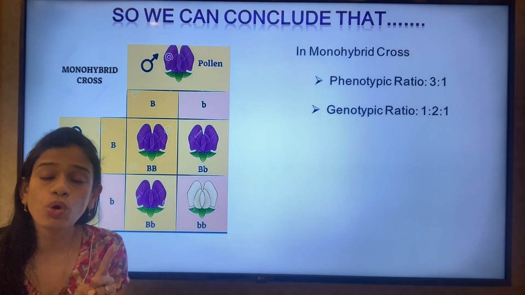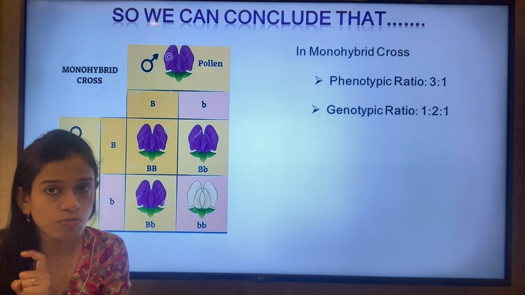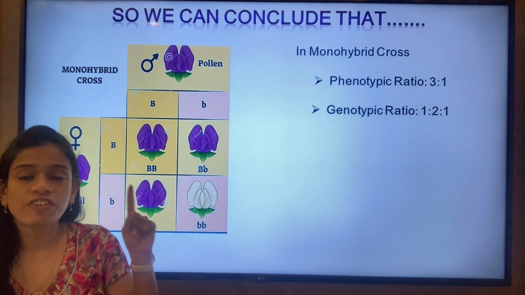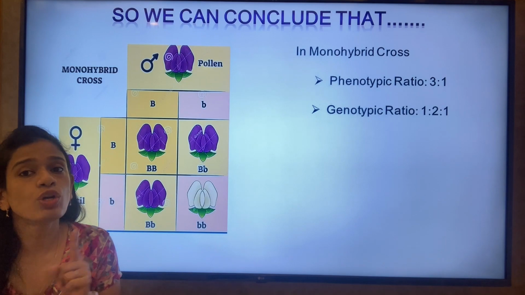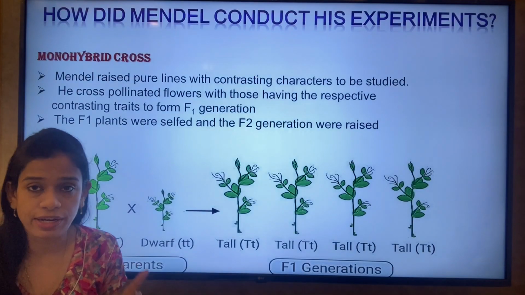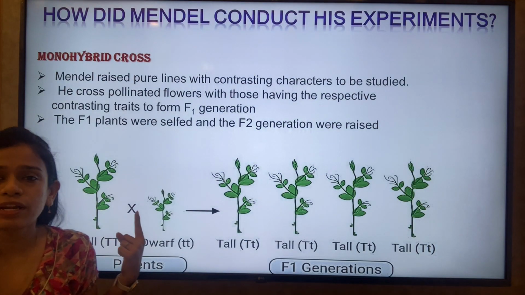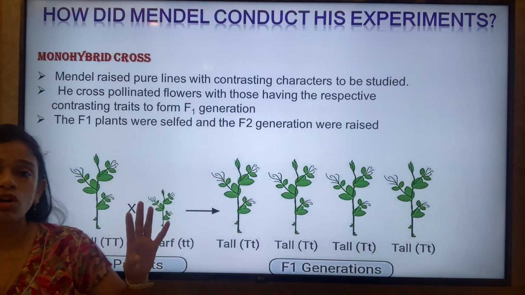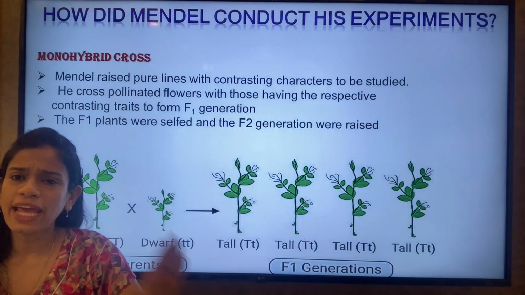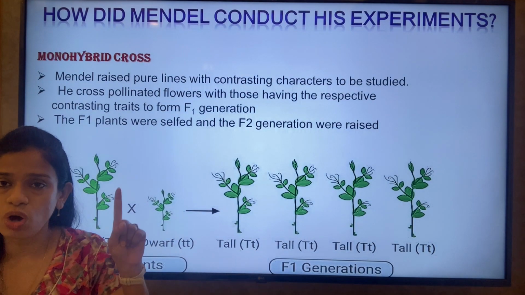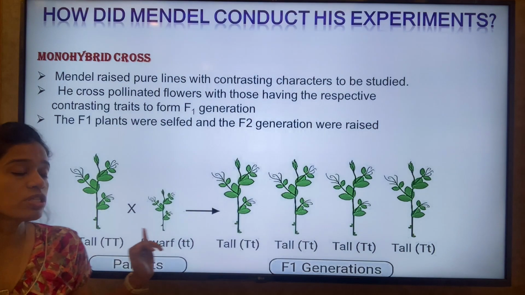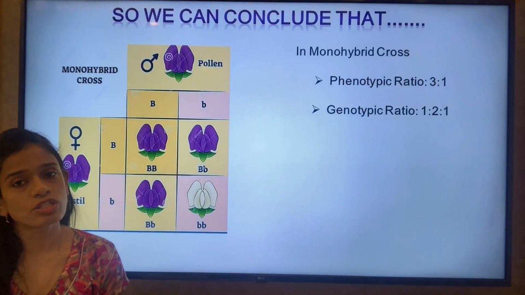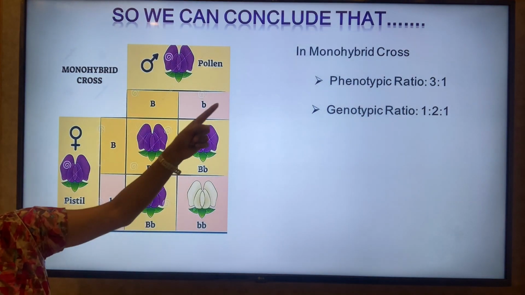So this is an overview of the monohybrid cross. When we talk of the term monohybrid, mono means single. So first what he did, he actually took only one trait for the crossing. He did not study the flowers or any other characters. He just took tall and dwarf. Because only one trait was considered, it is known as a monohybrid cross.